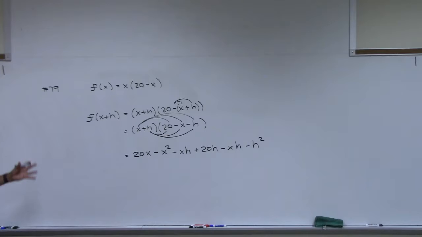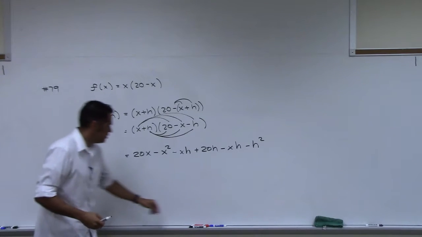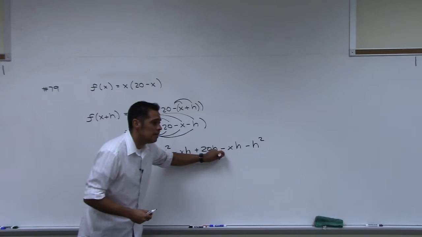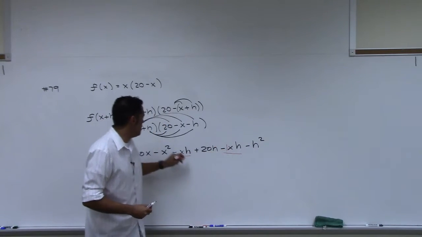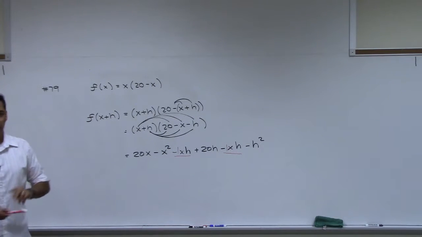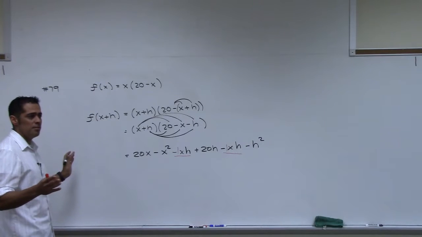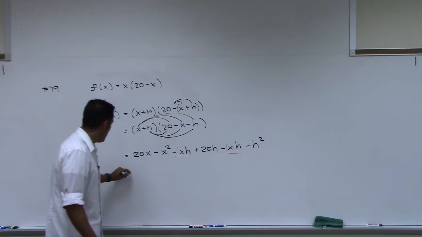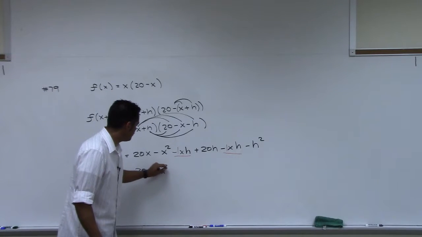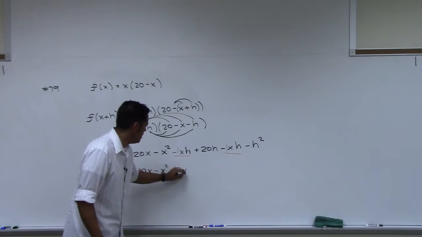Okay, can we combine any of these together? Do we have any like terms here? Yes. Yes? Which ones? Negative xh and negative xh. That's really like negative one of those, and if you put those together, you should have negative 2 of them. And that's it. Those are the only like terms I have. So I'm going to do that. That'll be my last kind of step. I'll put it right here in minus 2xh.